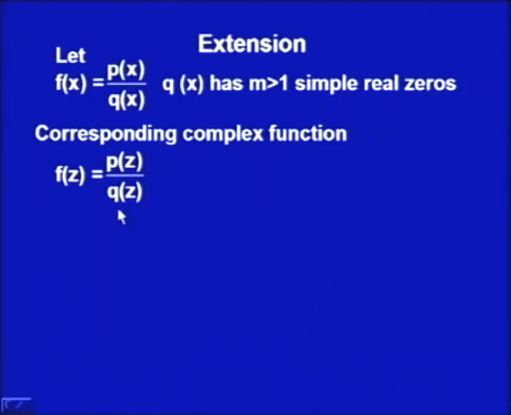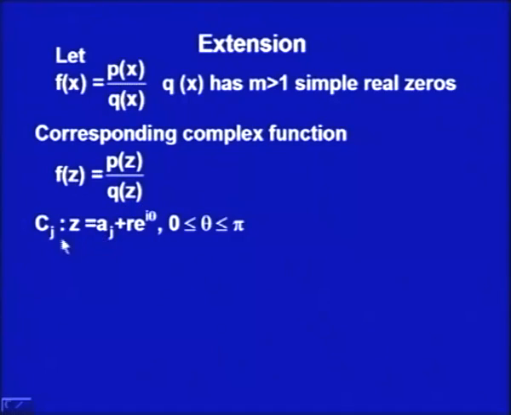The corresponding complex function is p(z) upon q(z), and since both are polynomials, the function f(z) has a finite number of isolated singularities, that is, in the upper half plane we have a finite number of singularities. Since q(x) has m simple real zeros, we have m simple poles on the real line. Let us say those poles are at the points a1, a2, and so on, k poles. Let the jth pole be called a_j.